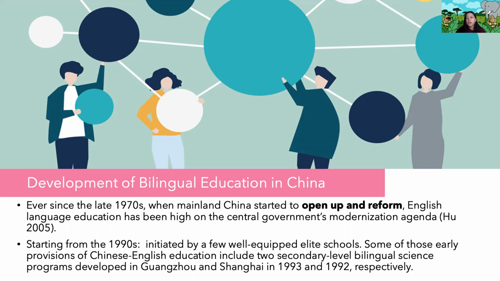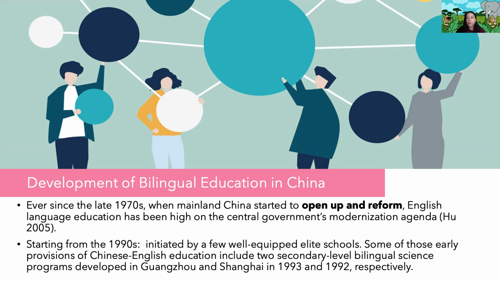Starting from then, English language education has become high on the central government's modernization agenda because we need to communicate in academic and economic aspects. And also in the 1990s, some elite schools launched bilingual education programs. 2 of the programs were science programs developed in Guangzhou and Shanghai. These 2 cities are both southeastern cities with a high level of modernization and international communication.